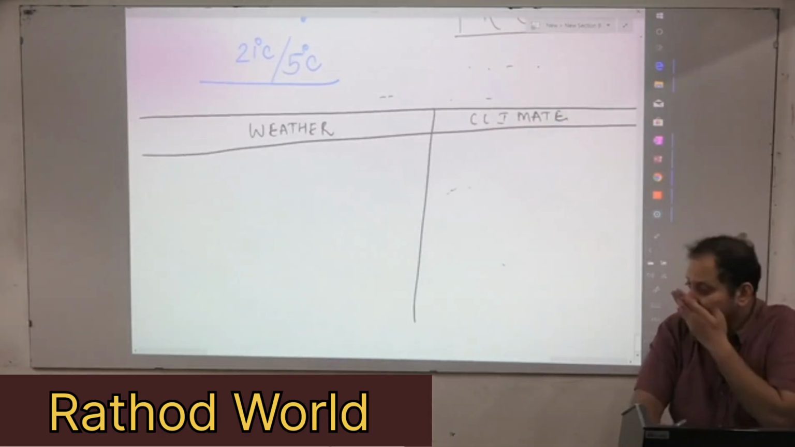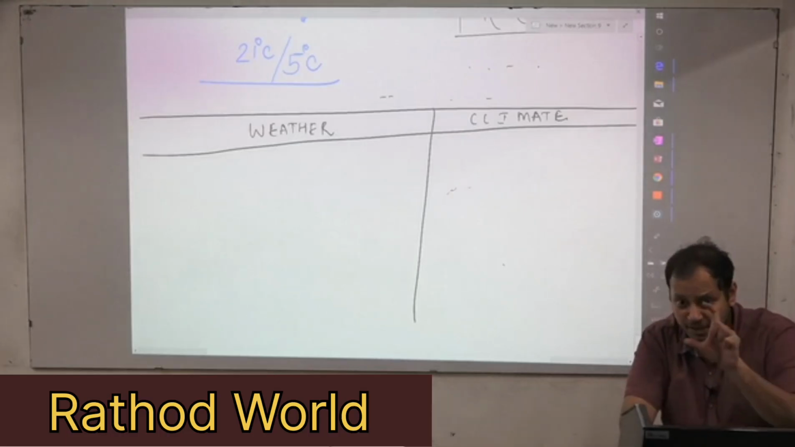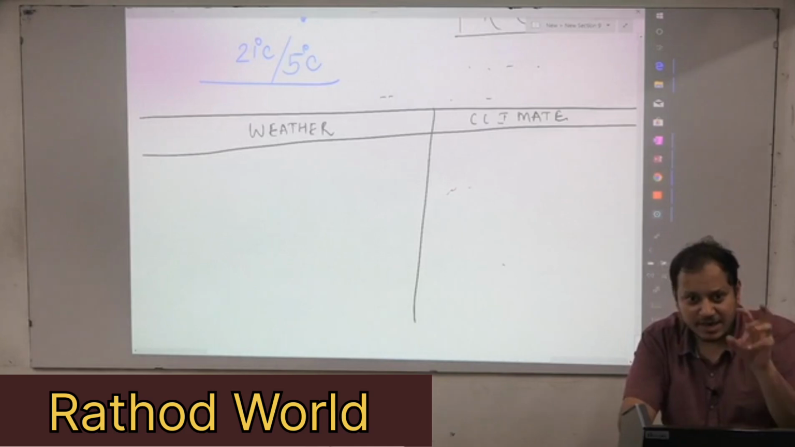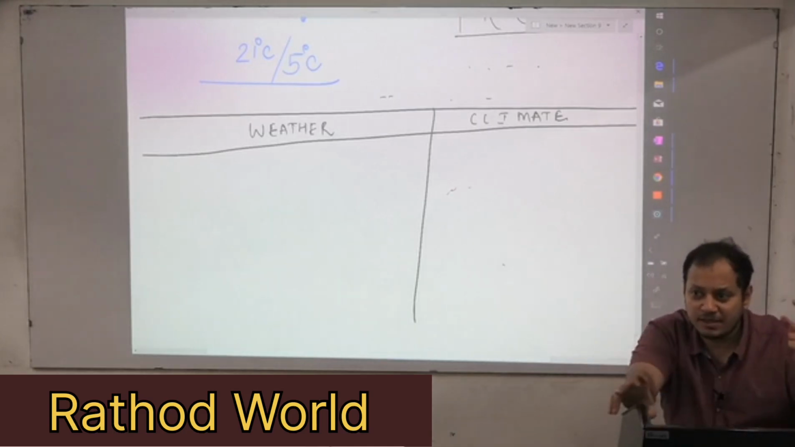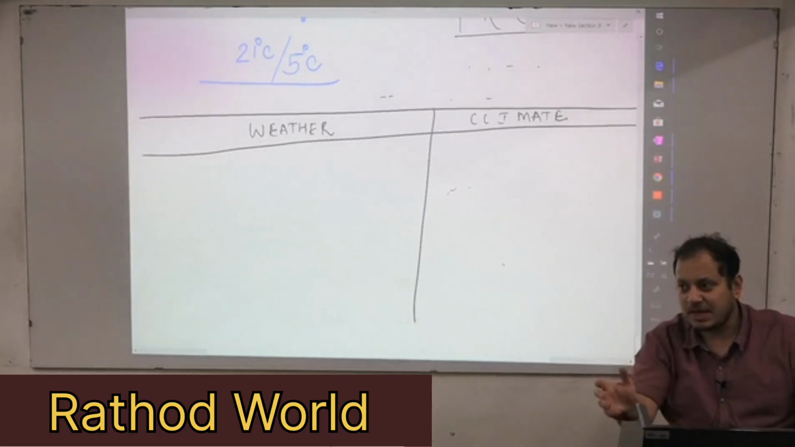Fine. So the basic difference between weather and climate is that weather is a daily phenomenon which can be measured by different instruments. Climate is an integration of the weather for a minimum of 25 years. Minimum 25 years. Understanding? It is not that some days of weather become a climate.